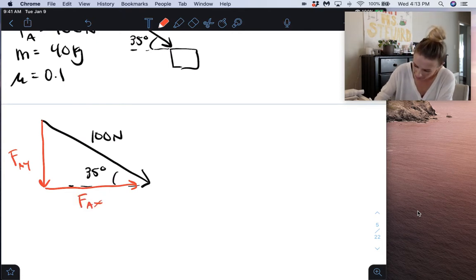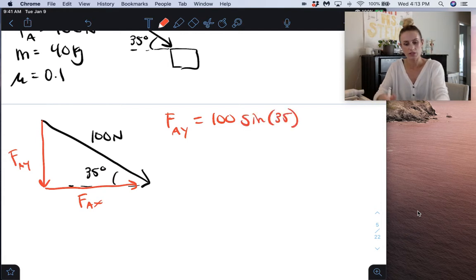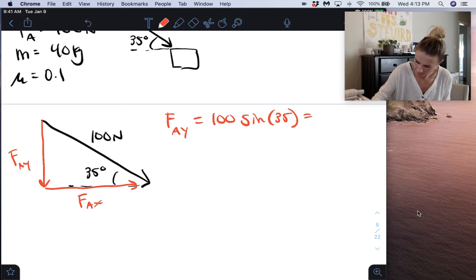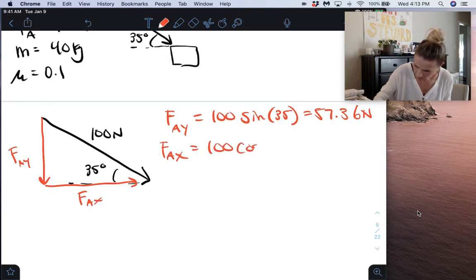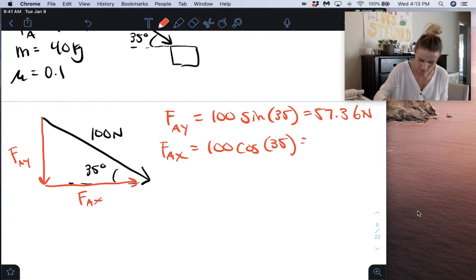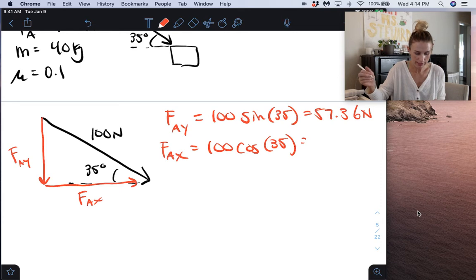So solving for my applied force in the y and the x direction, let's do y first. Applied force in the y direction is equal to 100 newtons times the sine of 35, which is equal to 57.36. And then the applied force in the x direction is equal to 100 newtons times the cosine of 35, which is 81.92.